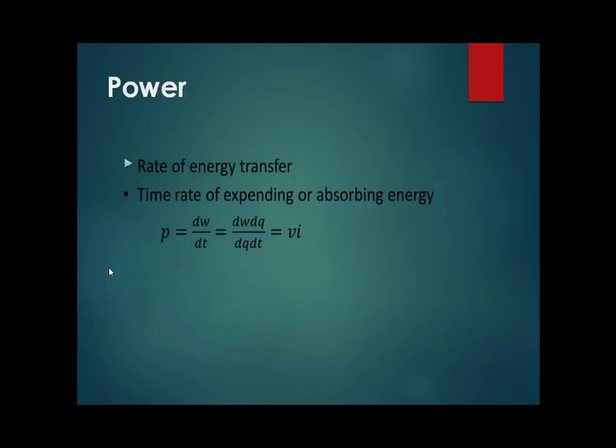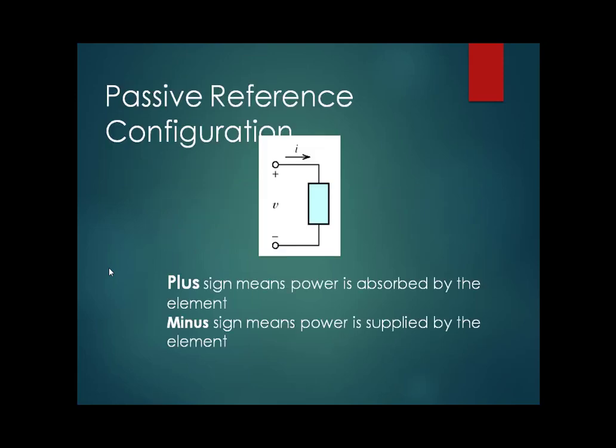So what is power? Rate of energy transfer, like the time rate of expending or absorbing energy. Power is the rate of change of work with respect to time. We can also note that P is equal to V into I. It is the product of voltage and current. Passive components, their configuration and how we can refer to it. Plus sign means that power is absorbed by the element. Minus sign means that power is supplied by the element.